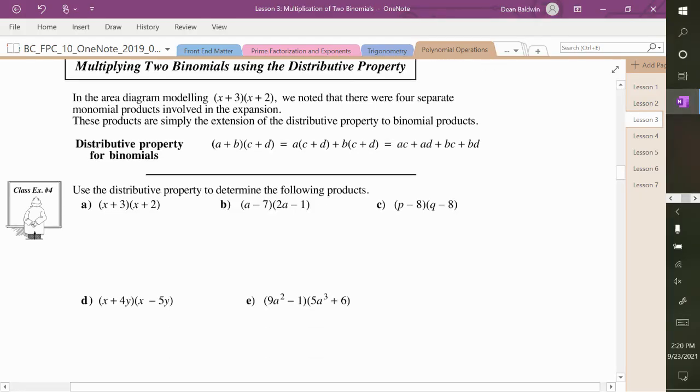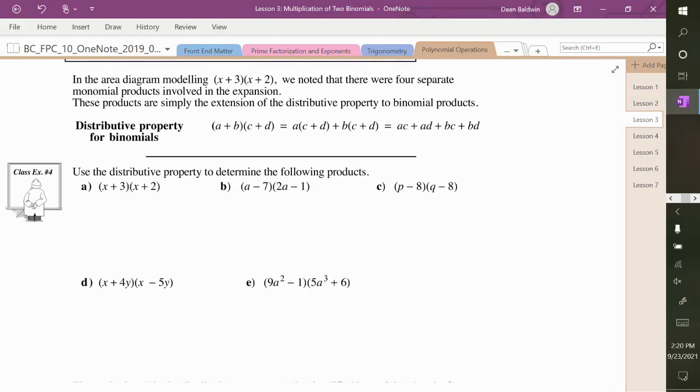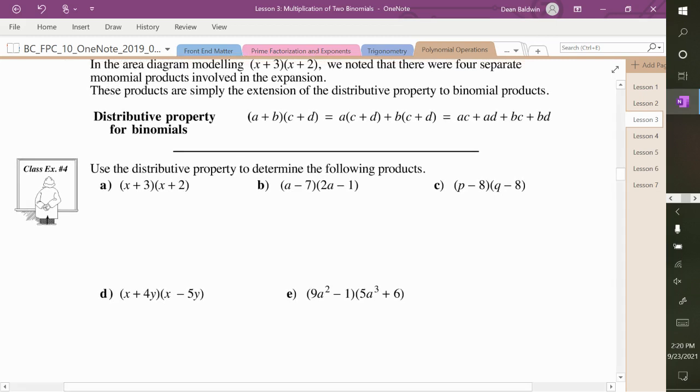There we go. So I draw the arrows. You don't have to draw the arrows. If the arrows work for you, great. If you can do it in your head, that's fine. So x times x. What's x times x?